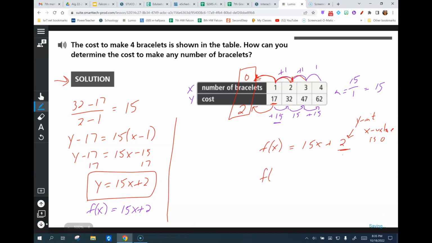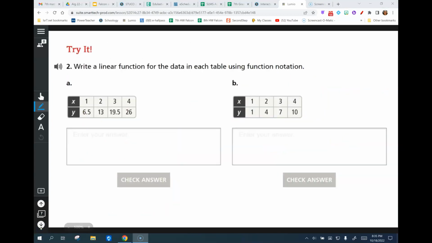So my function, instead of a y, I'm going to use a function, 15x plus 2. Kind of cool, isn't it? Okay, good. So now you get to try. I'm going to try the method that I just showed you, but remember the fallback is you can always just pick 2 points, find the slope, plug it into point slope, and go with that.